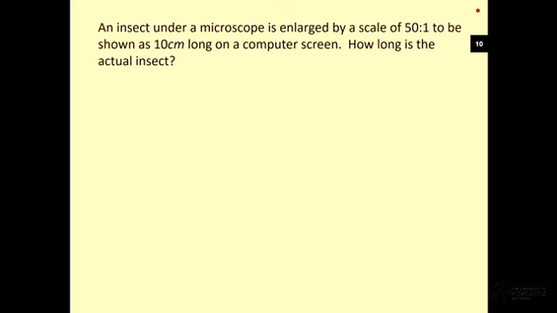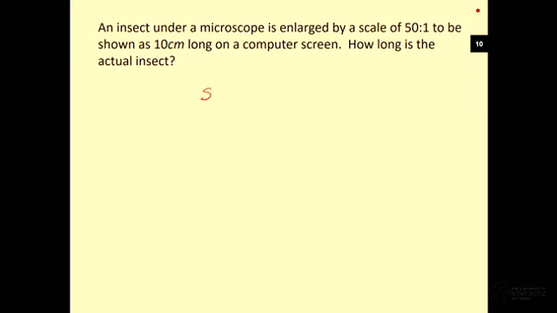Another one, okay, clearly it's the other direction. Still the same old 50-50. We've just got to deal with some decimals here. An insect under a microscope is enlarged by a scale of 50 to 1 to be shown as 10 centimetres long on a computer screen. How long is the actual insect?